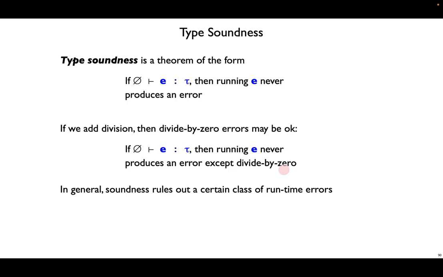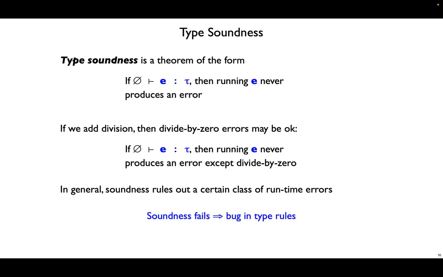But other kinds of errors our type system will rule out. So in general, a type soundness theorem rules out a certain class of runtime errors. And this is really the value added by the type checker. Yes, it'll catch some bugs and typos, but more importantly, it'll make sure that we never have to worry about some sorts of errors happening. We'll never need to debug the errors that are ruled out.